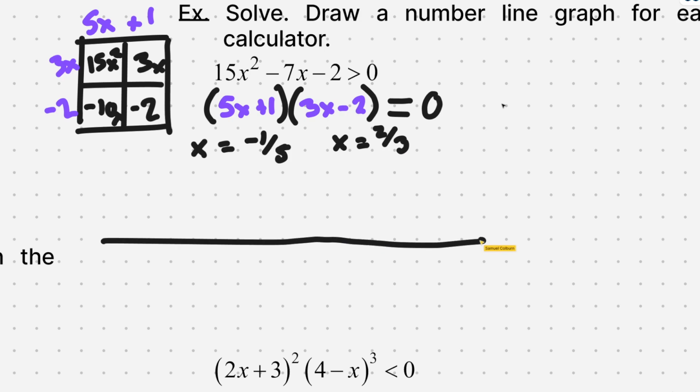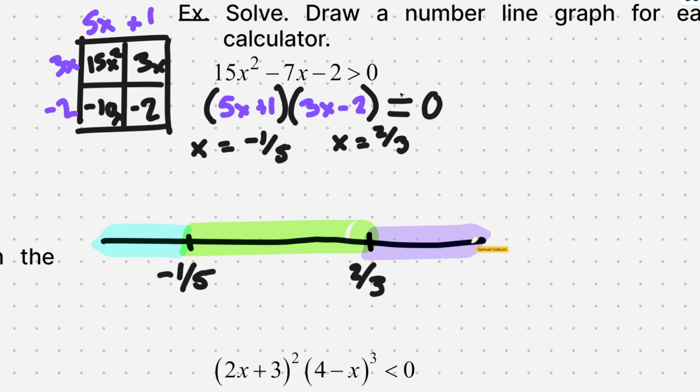Okay, so we have negative 1/5. And I know these numbers are kind of gross, but we don't actually have to deal with them. Because remember, we're going to check the regions in between them. So we have 3 regions. We have the left region, the middle region, the right region.